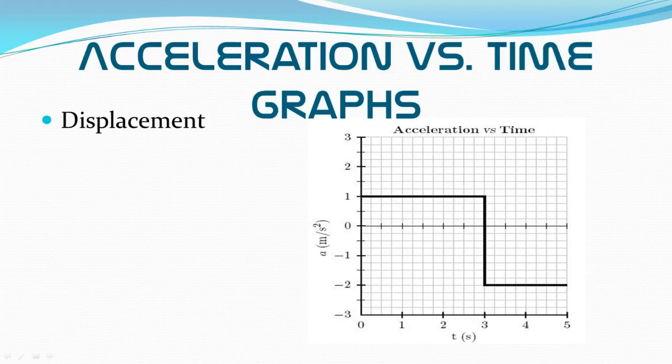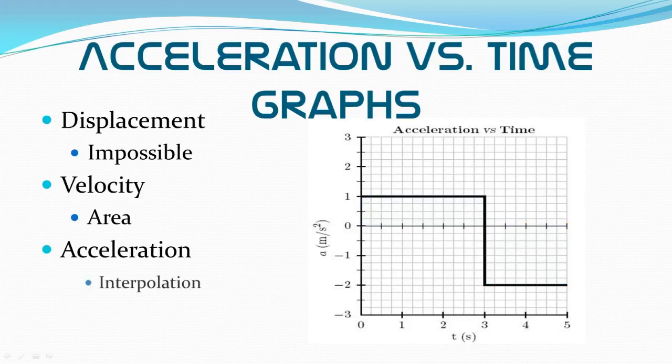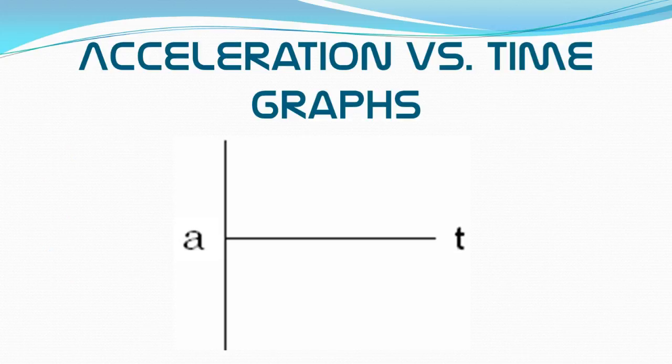Displacement cannot be found on an acceleration versus time graph. Velocity can be found by taking the area above or below the graph. If I wanted to find acceleration, I just use interpolation. I simply read the graph. At 4 seconds, we have an acceleration of -2. Here are some hints and tricks for interpreting an acceleration versus time graph.